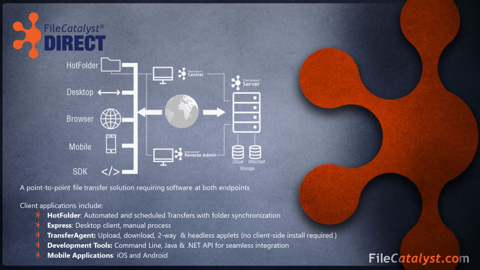So what do we have here? We have a hot folder for automated tasks, for folder synchronization, for scheduling tasks. So a hot folder can wake up at 1 a.m., check for new file sets, and push them to your FileCatalyst server. Or vice versa, it could be waking up at 3 a.m., checking for new files here and pulling them down. And then you can control all the other aspects of the transfer, like how much bandwidth, what file sets, filtering, and all that stuff. I'll get into that during my demo.